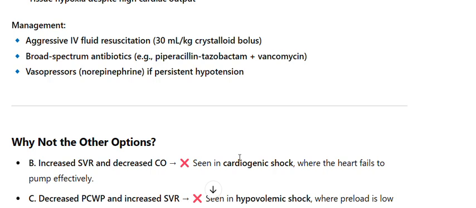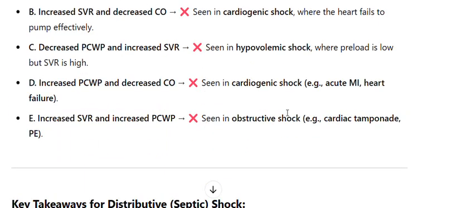B. Increased SVR and decreased CO, seen in cardiogenic shock, where the heart fails to pump effectively. C. Decreased PCWP and increased SVR, seen in hypovolemic shock, where preload is low but SVR is high. D. Increased PCWP and decreased CO, seen in cardiogenic shock, e.g. acute MI, heart failure. E. Increased SVR and increased PCWP, seen in obstructive shock, cardiac tamponade, PE.